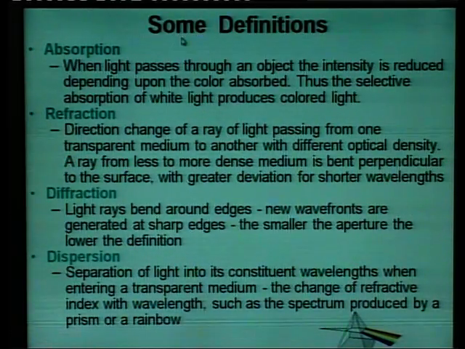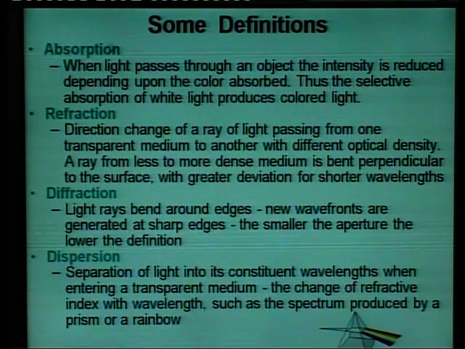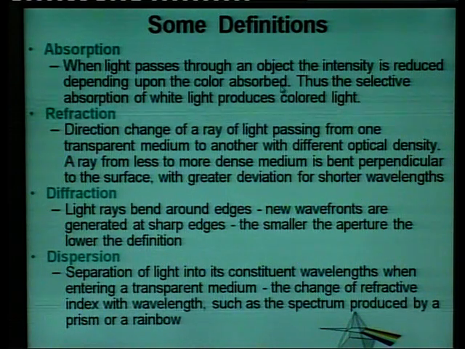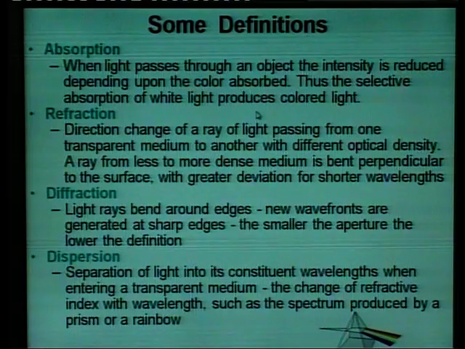Some more definitions. What is absorption, refraction, diffraction, dispersion? Absorption is when light passes through an object, the intensity is reduced depending upon the color absorbed. Thus the selective absorption of white light produces colored light.